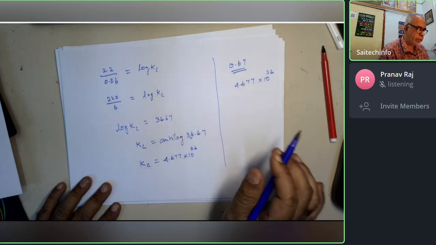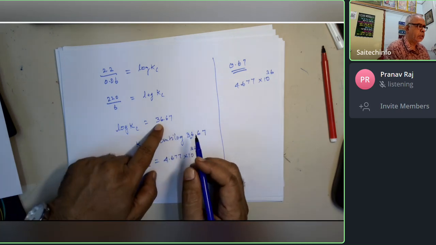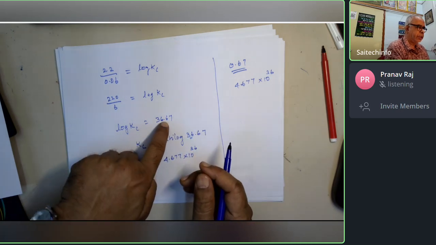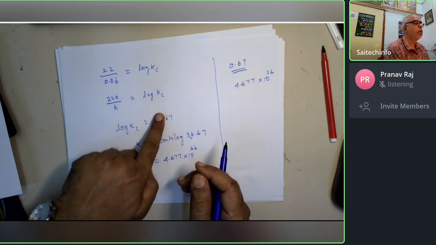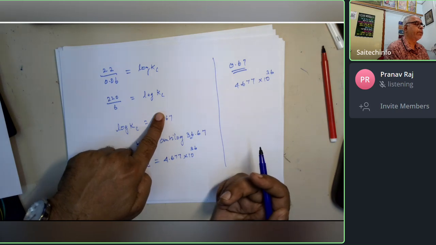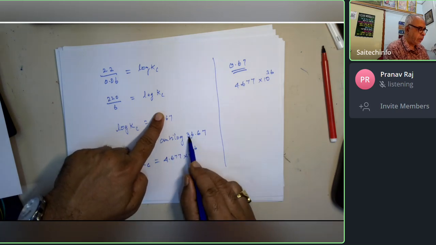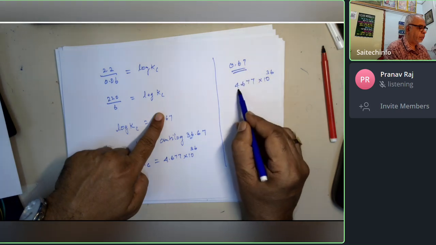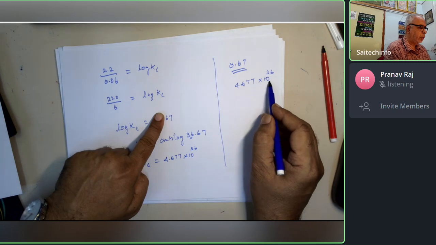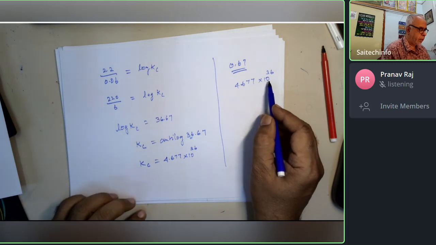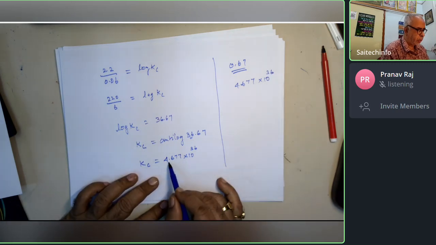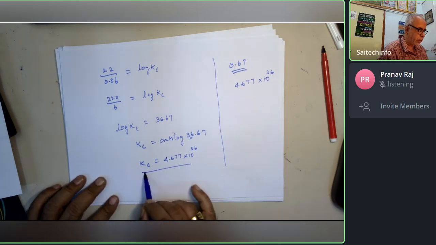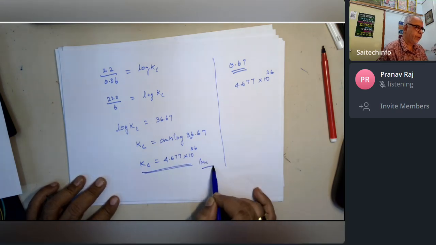So 36.67. And you have to consider the anti-log of 36.67. So in that case, you have to put 0.67. Okay. So it gives 4.677, that is 4.67 into 10 power 36. So it's about 10 power 36. We are correct. So our answer is correct.